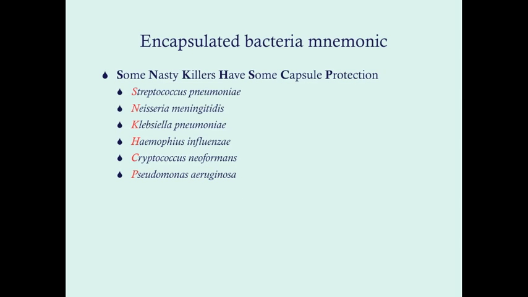So this is this great mnemonic that I wish I had known during medical school: some nasty killers have some capsule protection, and this is so you remember the encapsulated bacteria. And you know from what I just told you that with antibody immunodeficiencies you're at risk for infection with encapsulated bacteria. So we talked about some of these: Strep pneumoniae, Neisseria meningitidis, Klebsiella pneumoniae, Haemophilus influenzae, Cryptococcus neoformans. So Cryptococcus can cause meningitis, and then Pseudomonas.